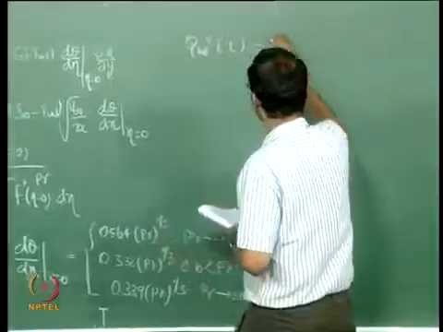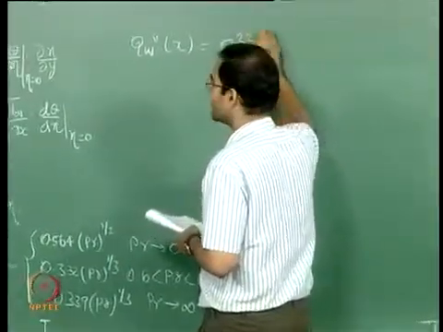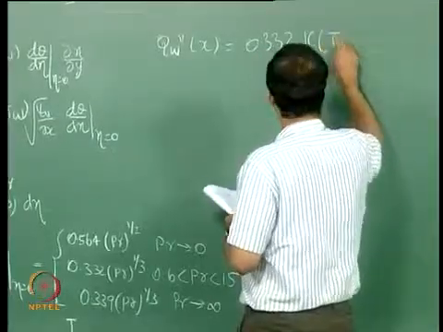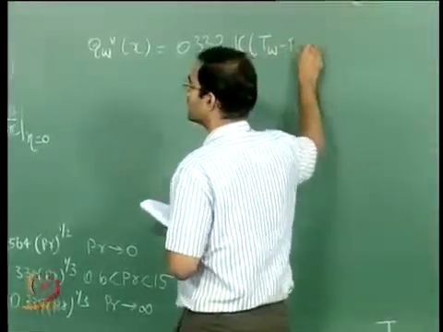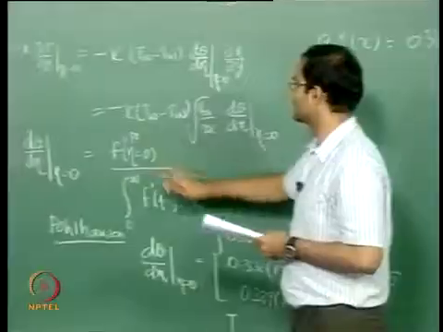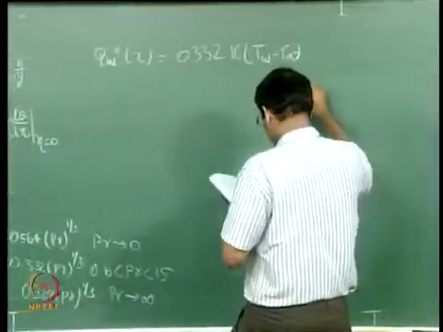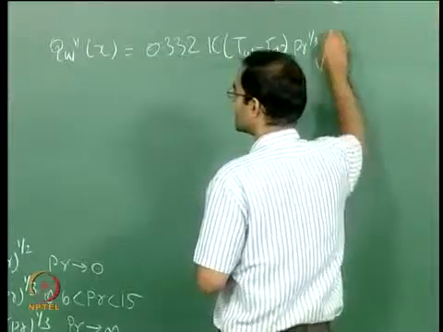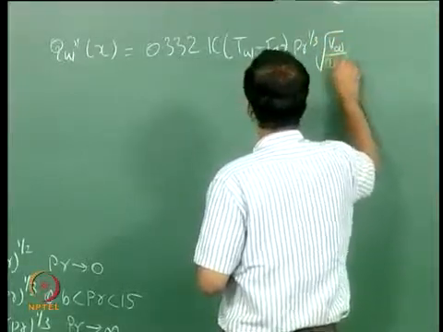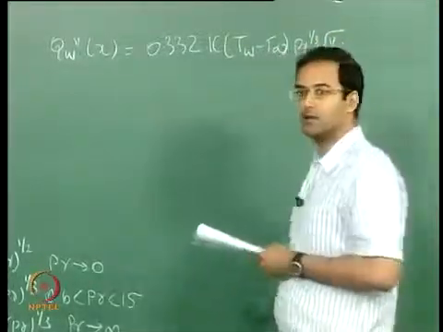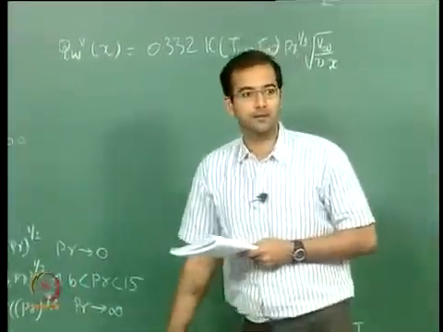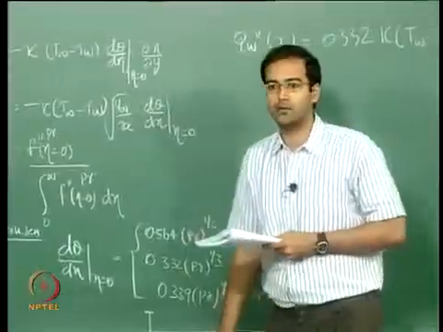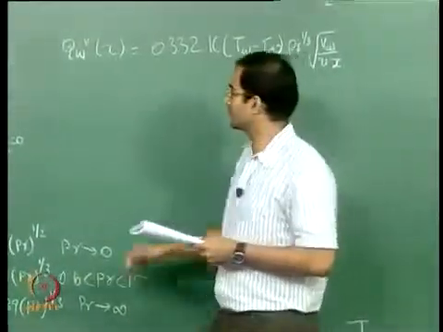Therefore my heat flux will now become 0.332 times k times (T wall minus T infinity), I am just flipping the signs here, times Prandtl number to the power 1/3 times the square root of u infinity by nu x. This is the equation for the wall flux. I want to now go one step forward and calculate the heat transfer coefficient.